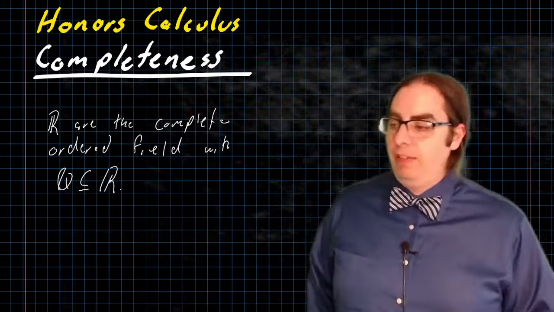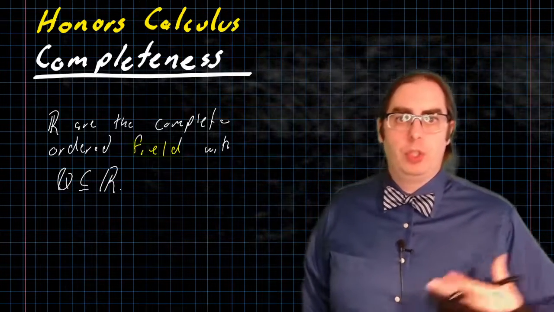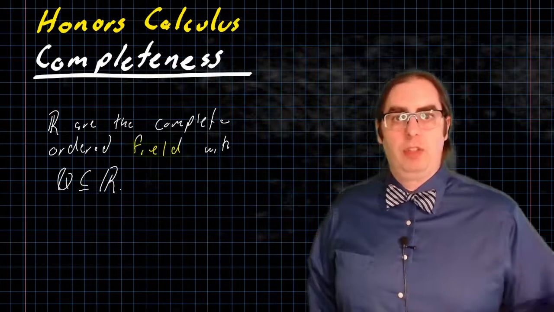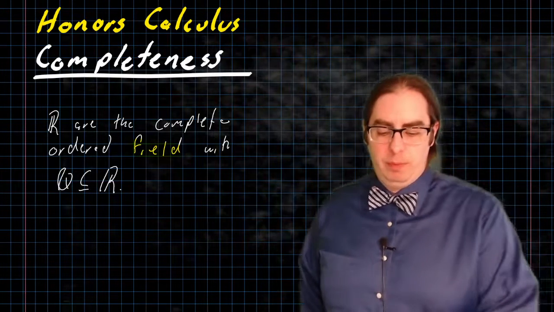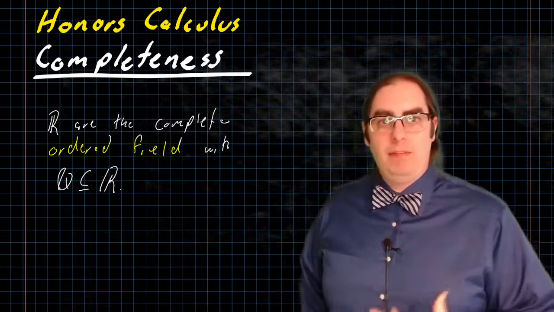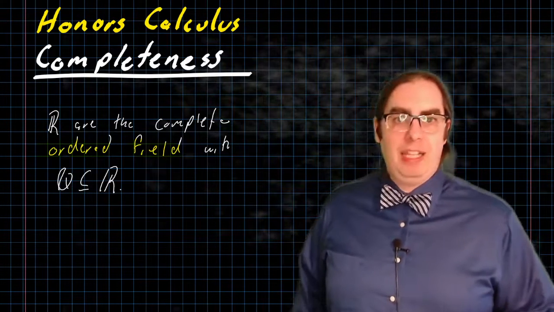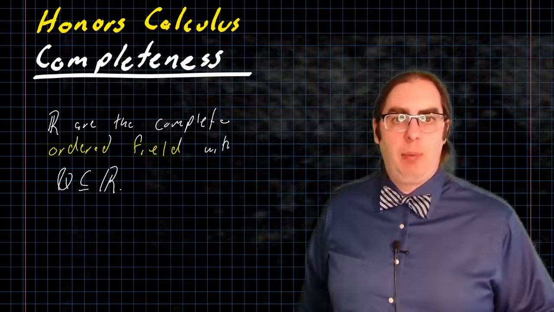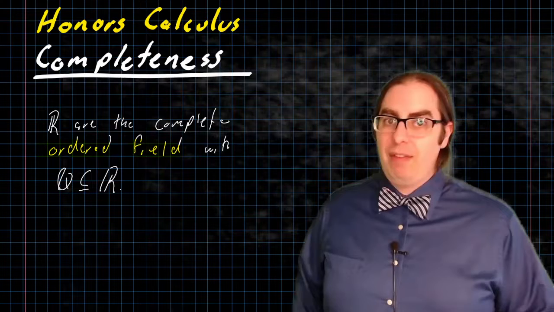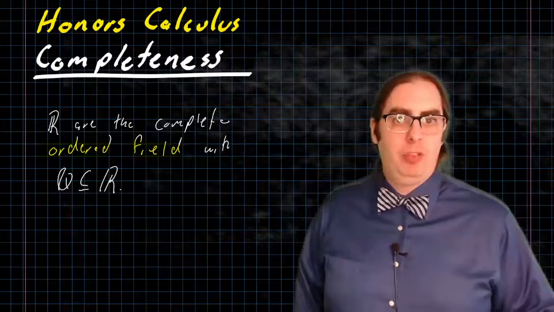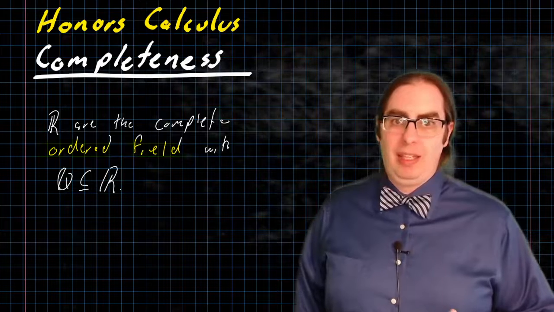I gave this definition. We talked about the properties of a field, the closure, commutative, associative, identities, inverses, distributive property that you're accustomed to working with in algebra. We talked about making a field ordered by establishing an inequality relationship, and we found a definition that we could use to set up what it means to be less than. We haven't yet talked about what it means to be complete. And so that's what we're going to be doing in this video.